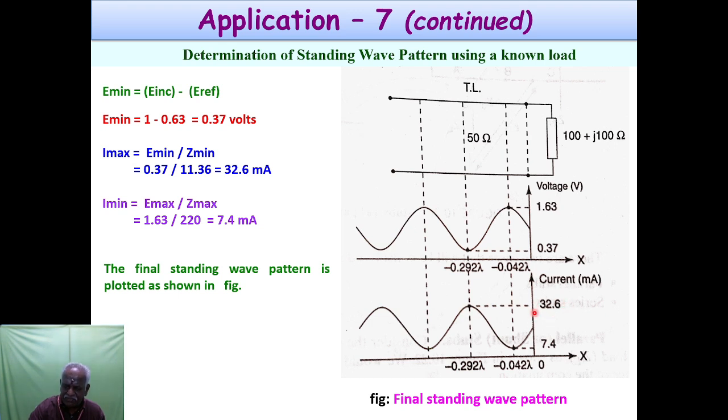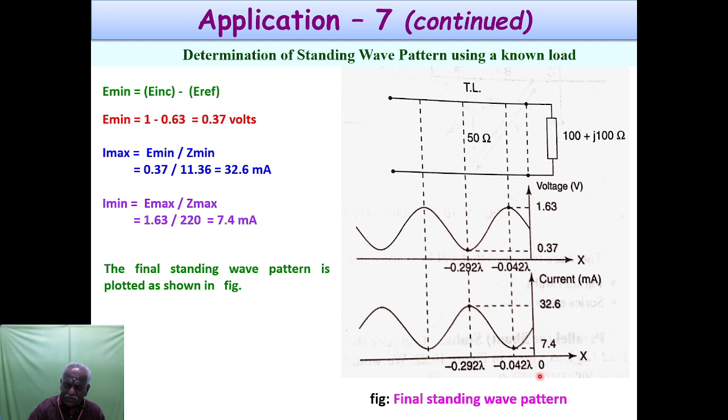Now the current standing wave pattern is plotted like this. The final standing wave pattern is shown here. This is the voltage standing wave pattern. This is the current standing wave pattern. Current is marked in milliampere, voltage is marked in volts, and the distance is measured as electrical distance, or you can say it is measured in centimeters.